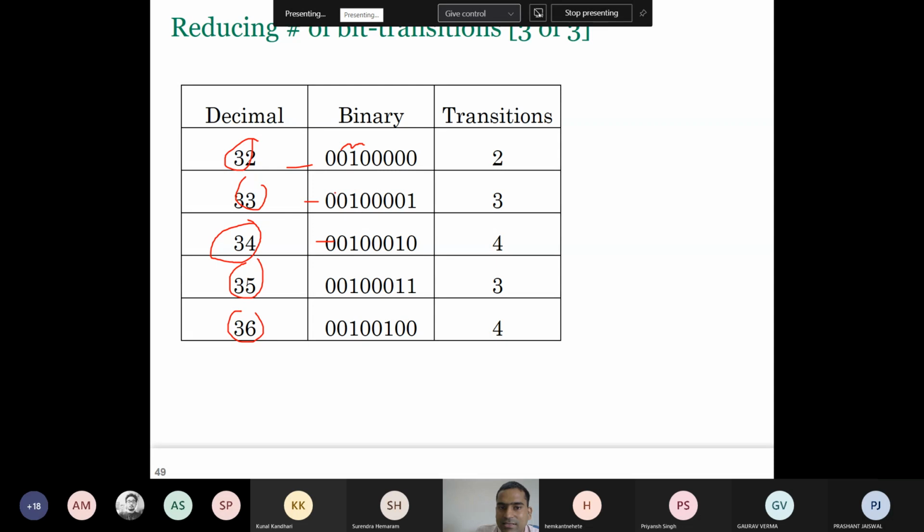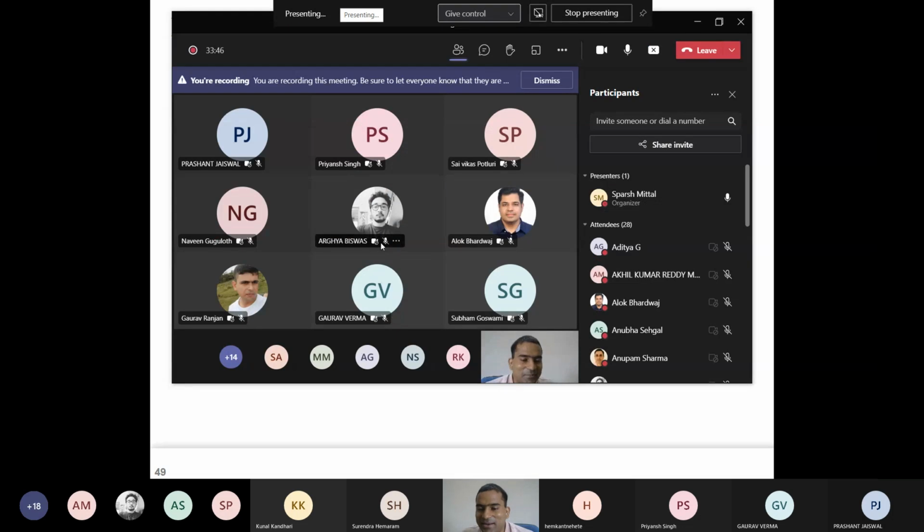For example, here there are 2 transitions. Here there are 3 transitions. Here there are 4 transitions. Here there are 3, 4. Now can anybody tell me which number I should transmit?